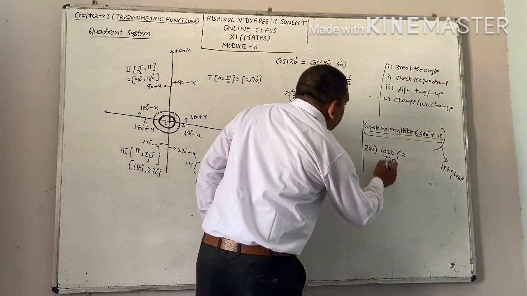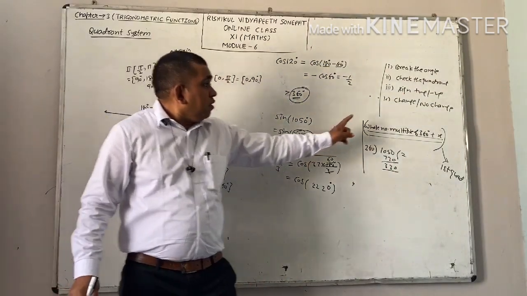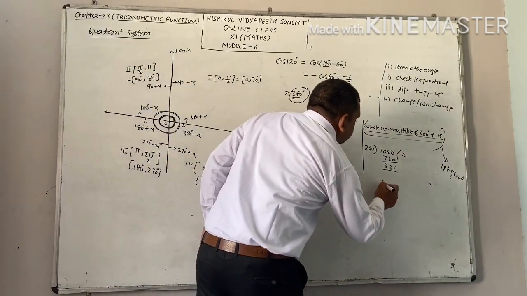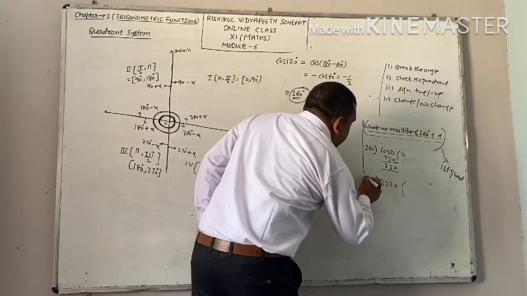How will we find out? Write down it in the form of whole number multiple of 360 degree plus x. Now see the divided by 360.